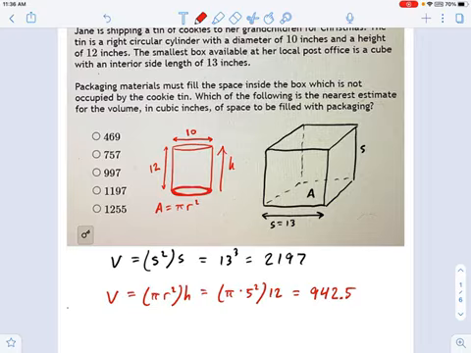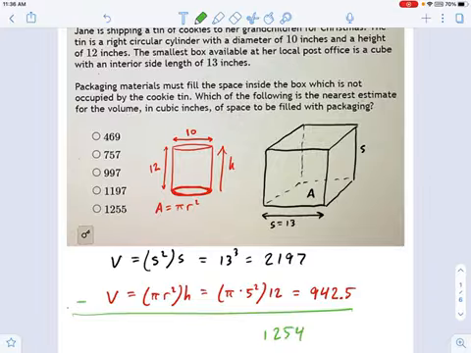So if we're going to take the difference of these two and figure out just how much peanuts you need, well, that's 2197 minus 942. You get something like 1,254 cubic inches. So there we go.